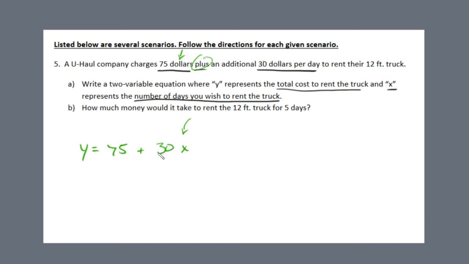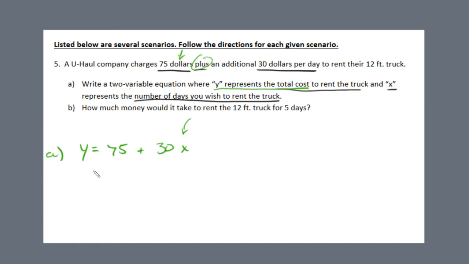I always encourage people when they're doing word problems to think about it from just a real world situation. Don't think about it in terms of equations and math to get your bearings, right? And then once you have the math, try to think about it back in terms of the word problem to make sure it makes sense, right? So this is A, completed. We've written a 2-variable equation, x and y, where y represents the total cost and x represents the number of days you wish to rent the truck.